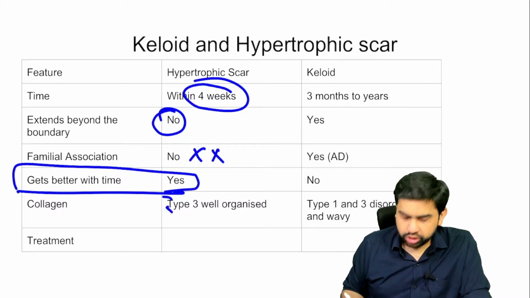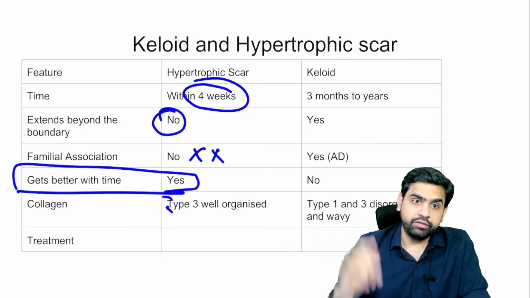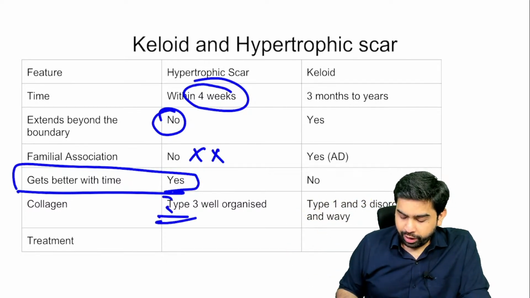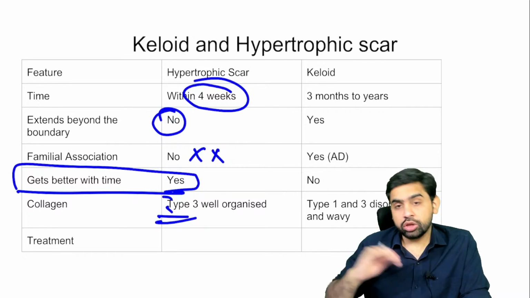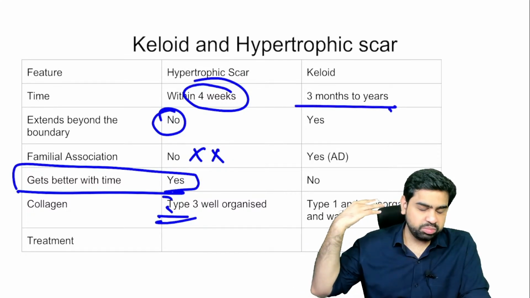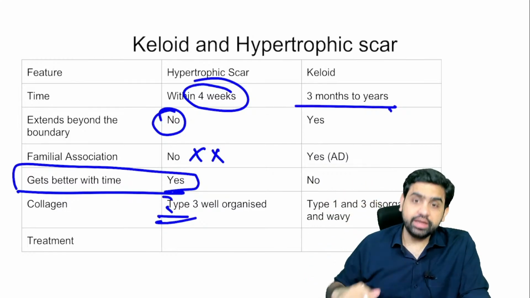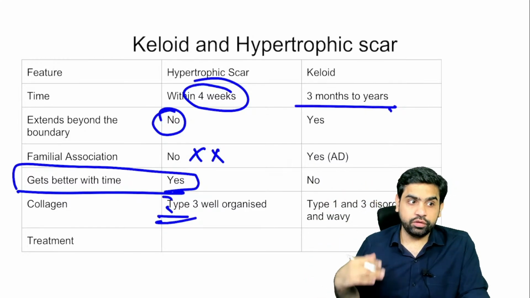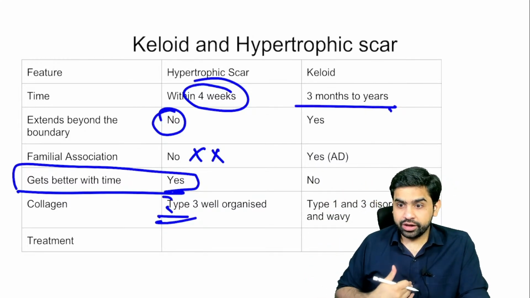Okay, so if you just leave a hypertrophic scar, it's going to get better with time. In a hypertrophic scar you have predominantly collagen type 3, which is well organized. On the other hand, in a keloid, what you need to understand is that it can happen a number of years after the surgery.